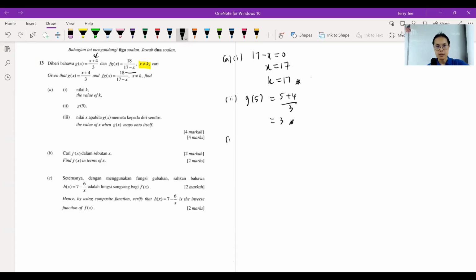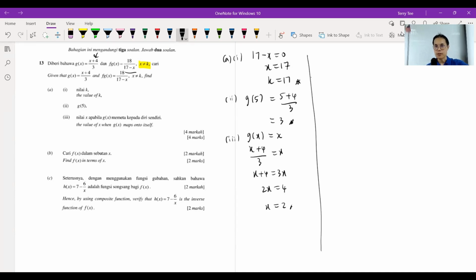So next, nilai x apabila g(x) memetakan kepada diri sendiri, map onto itself. That happens when your g(x), the image of g(x), sama dengan object x. So we say (x plus 4) over 3 equals x. x plus 4 is 3x. 2x is 4. x is 2. Okay, up to here it's still quite simple.